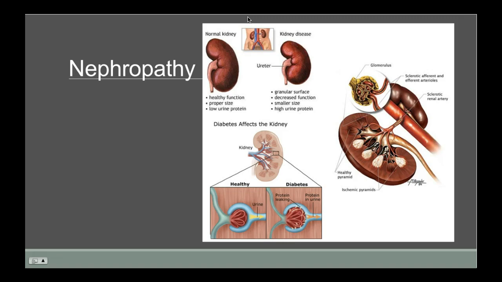So basically it's important for diabetic patients to get screened for albumin in the urine and to also have their GFR checked to check how well the kidneys are filtering. Also really important for their hypertension to be treated because it actually accelerates the progression of nephropathy in these patients.